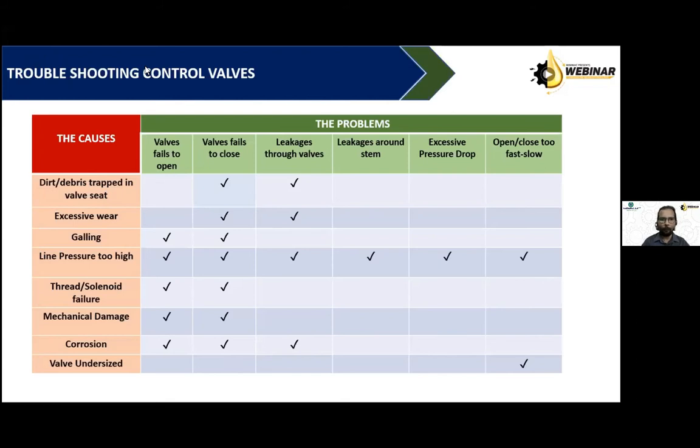Then line pressure too high, we just discussed. Thread and solenoid fail. How is contamination causing thread failure or solenoid failure? Solenoids have a tendency, whenever we magnetize them, they will either pull the plunger or they will try to push the plunger. If plunger movement is seized or locked or very sluggish, the coil will keep energized for longer duration and they will get overheated and fail.